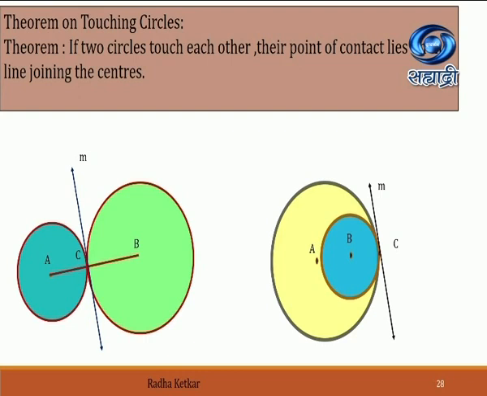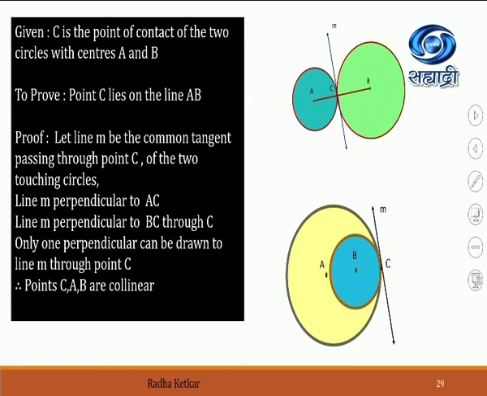And this should be true for internally touching circles as well as for externally touching circles. So this is our figure for the theorem. Let us go further. So what is given? C is the point of contact of the two circles with centers A and B. And what we have to prove? That point C lies on the line AB. So let us go for the proof part of it.